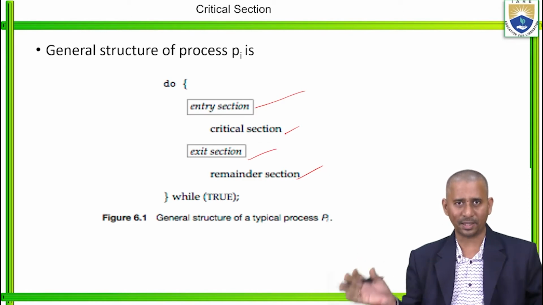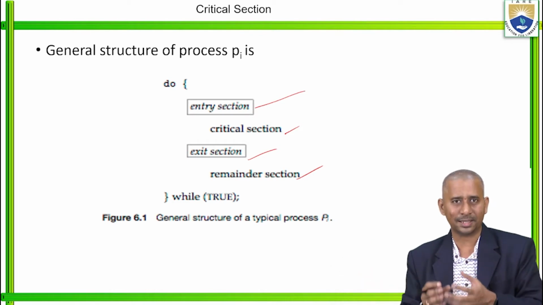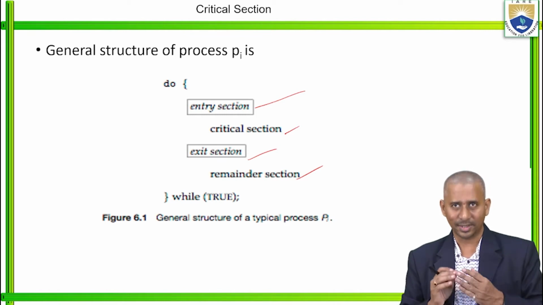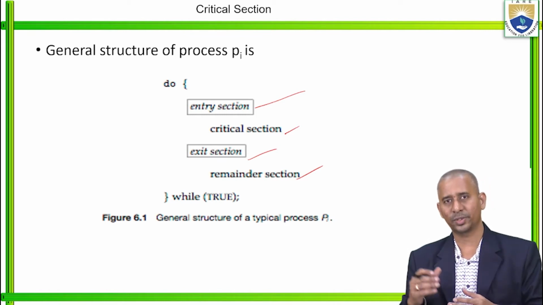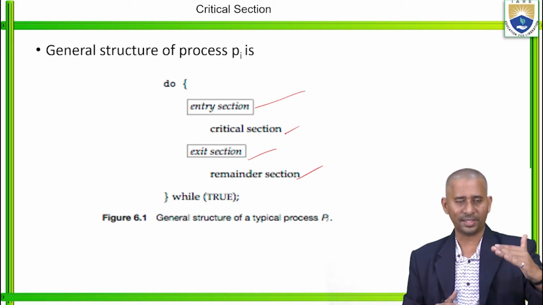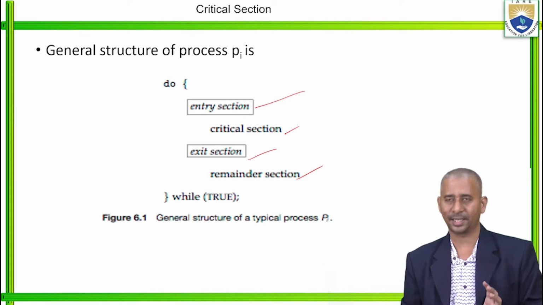In that locker room, we keep some important documents or ornaments. In the same way, the operating system also allows processes only one by one. How is it? First the entry section, then the critical section, exit section, remainder section.